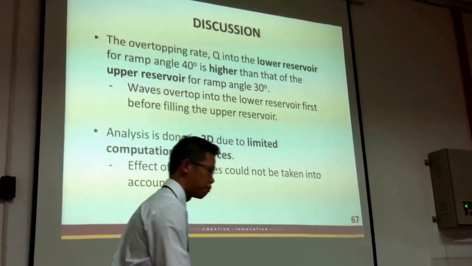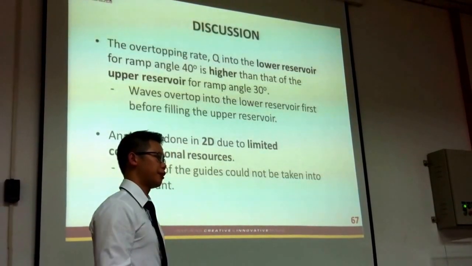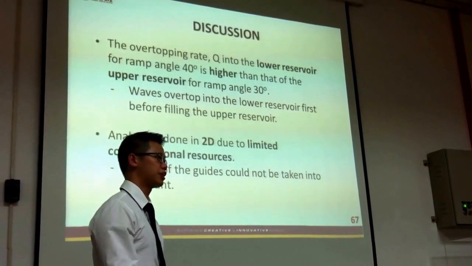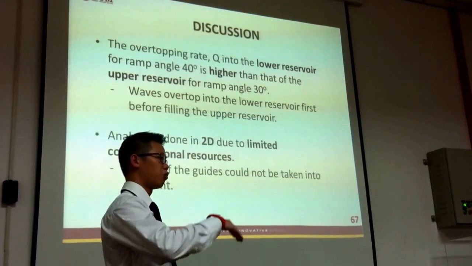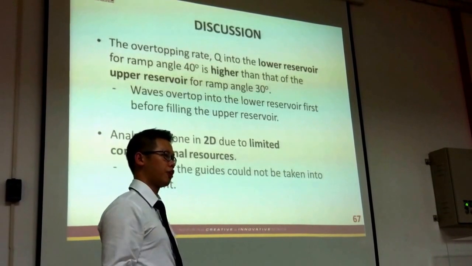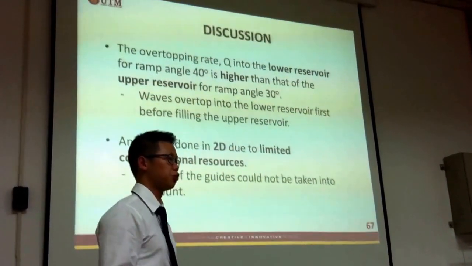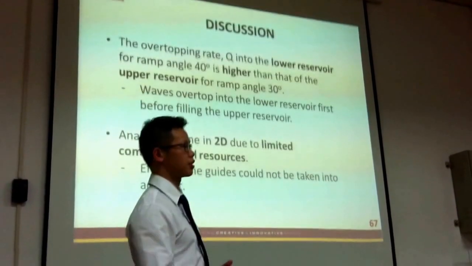So the discussion from my thesis is that the overtopping rate for the lower one is higher than that of the upper one, because the waves will overtop into the lower reservoir first before overtopping into the upper reservoir. And the analysis was done in 2D due to limited computational resources.